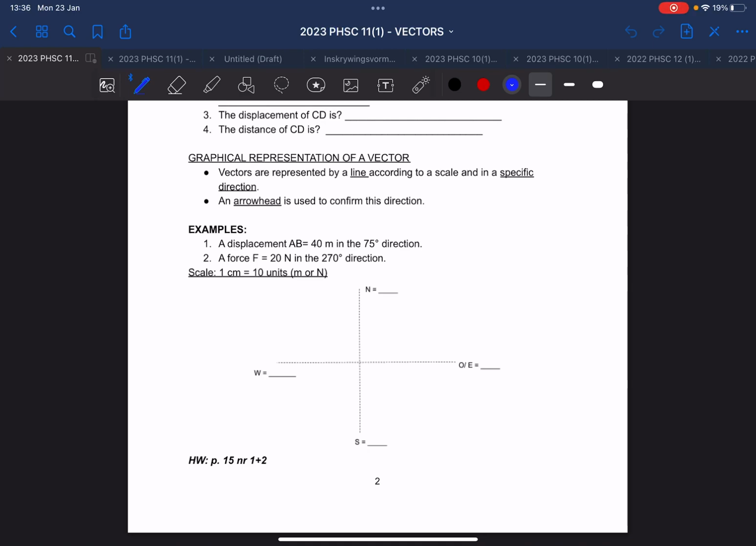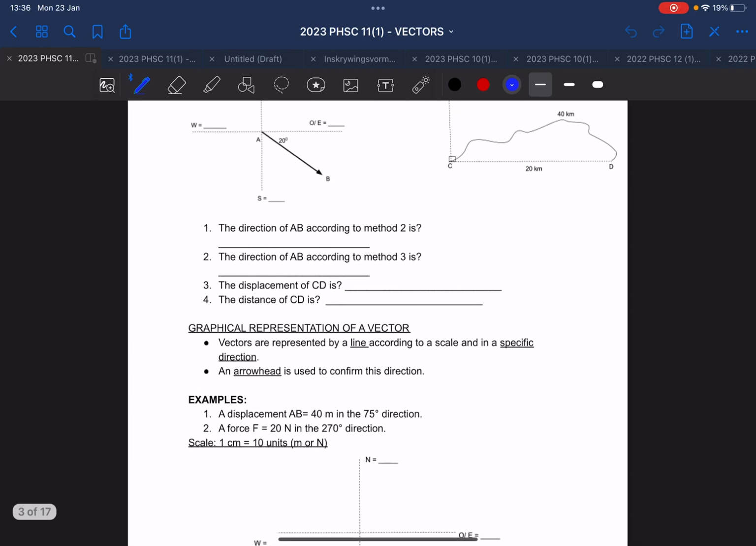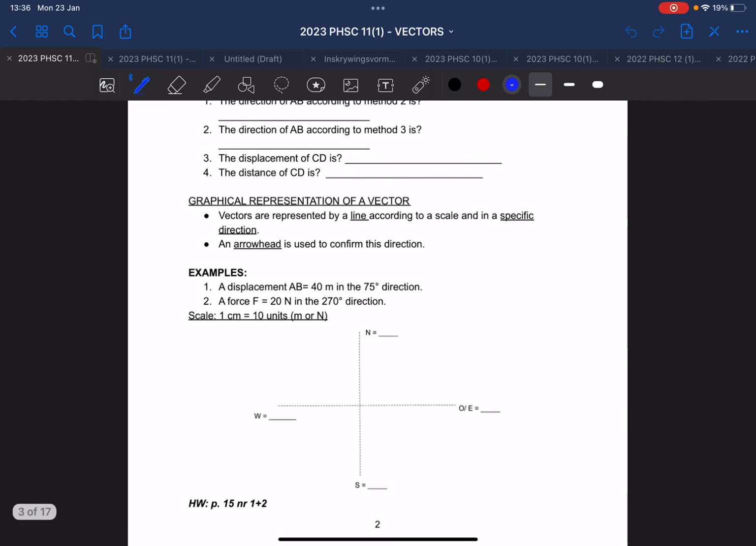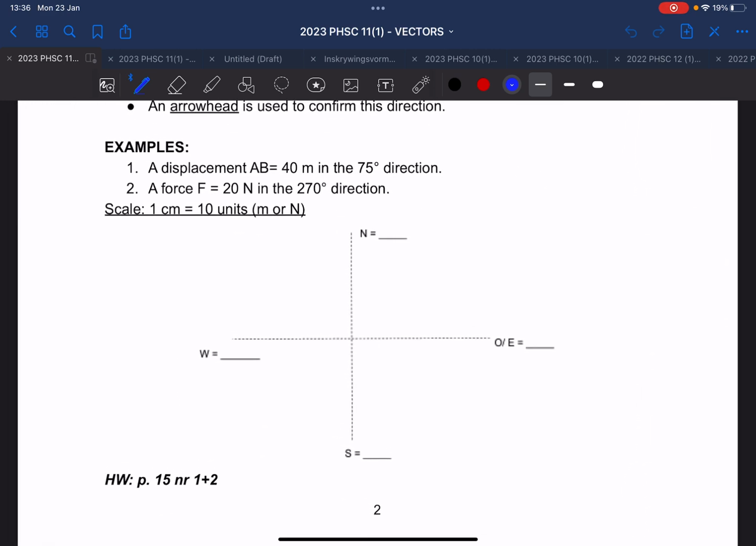Hello. Okay, so we have done up until how you represent a vector. Now we need our protractor and our compass for the next work, but I want to show you this work in class, how to do it.